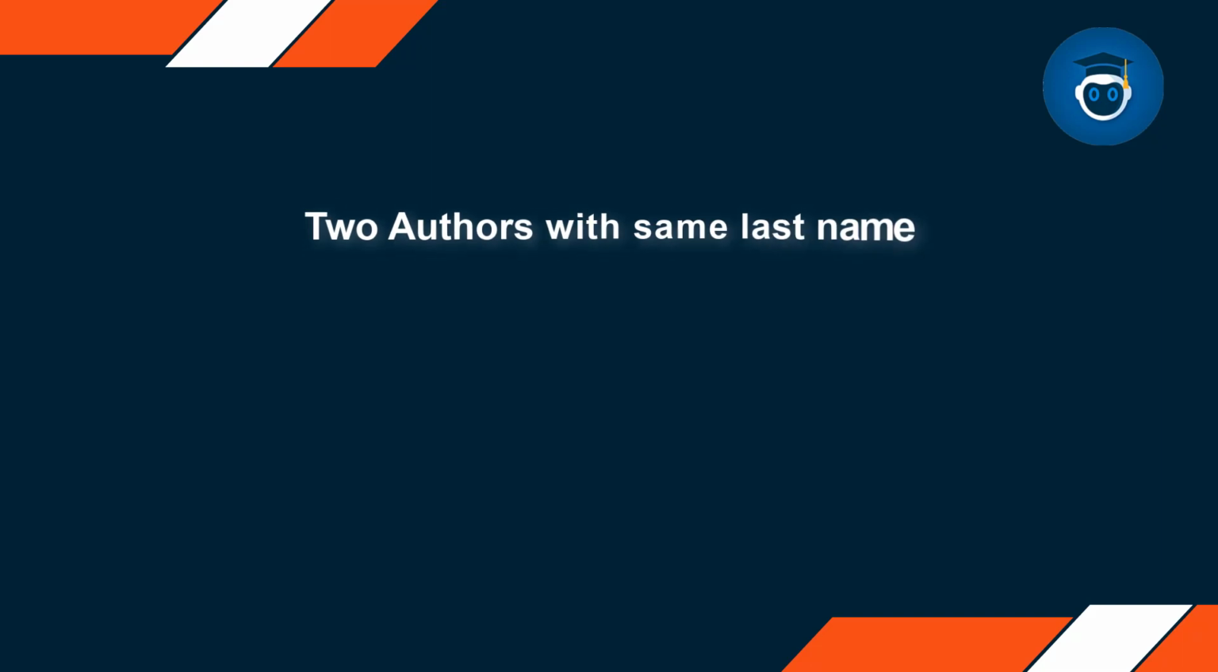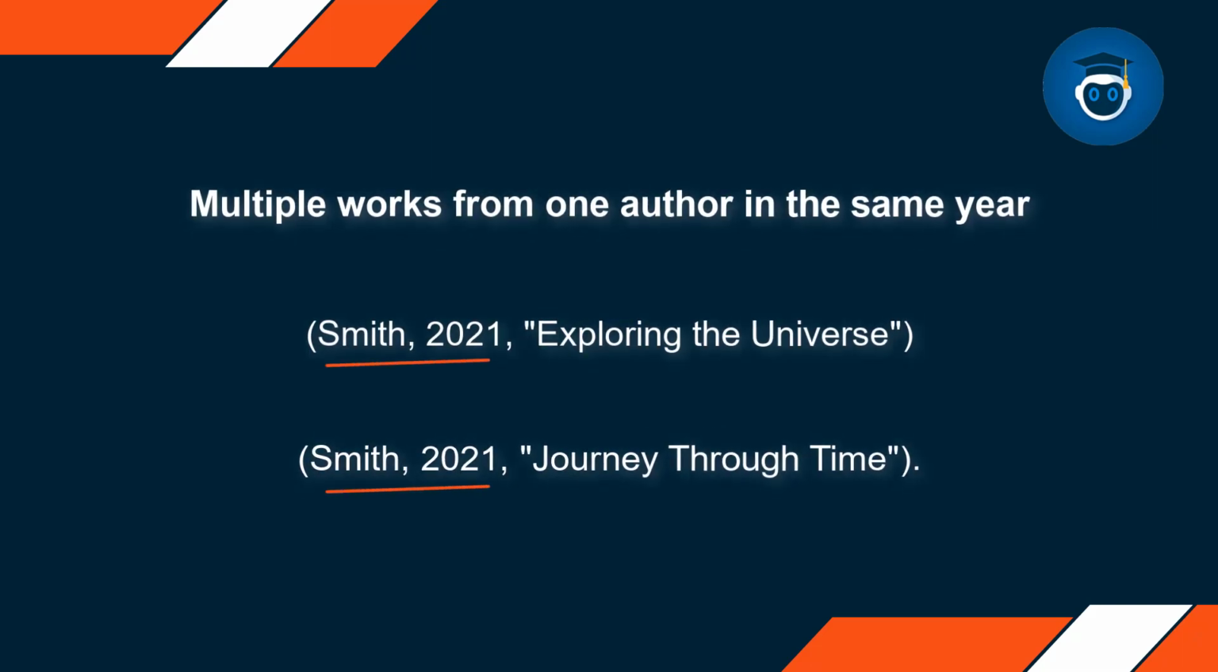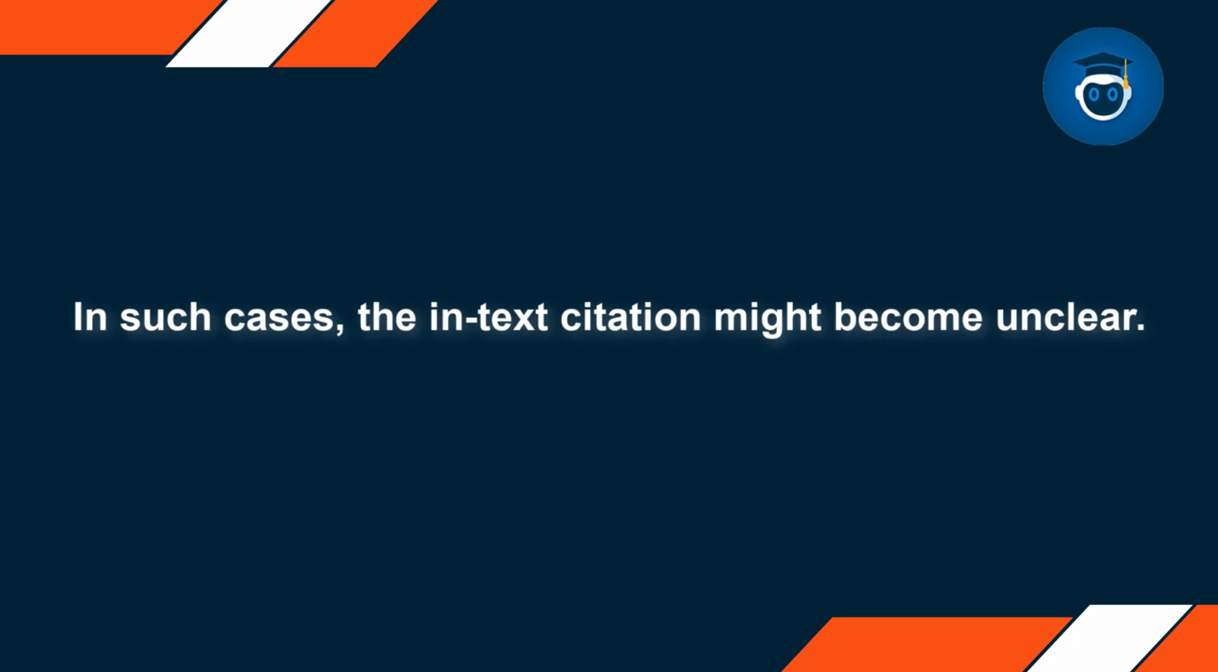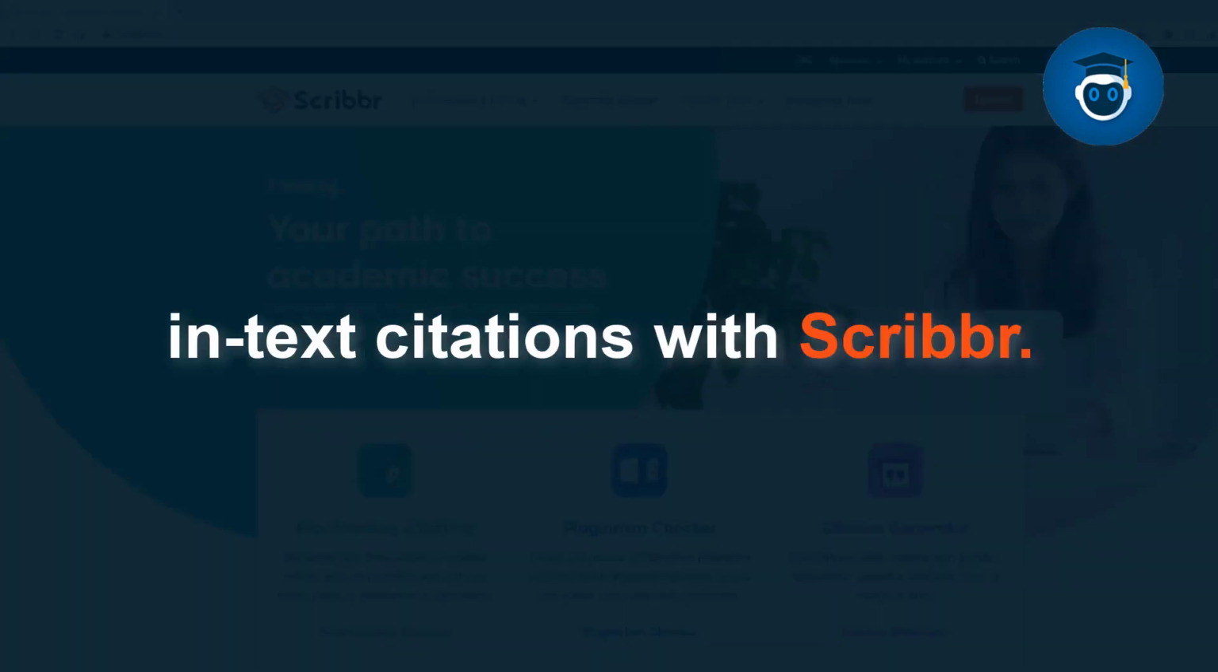There are a few additional scenarios, like when you're citing works from 2 authors who share the same last name or multiple works from one author in the same year. In such cases, the in-text citation might become unclear. That's it for today's tutorial on using APA in-text citations with Scribbr.